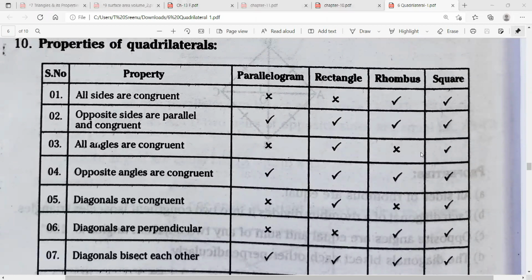All sides are congruent: parallelogram, rectangle, rhombus and square. Yes. In rhombus and square, all the sides are equal, no? Like that. Opposite sides are parallel and congruent. Opposite sides are parallel and congruent. I'll draw the diagram for your understanding.